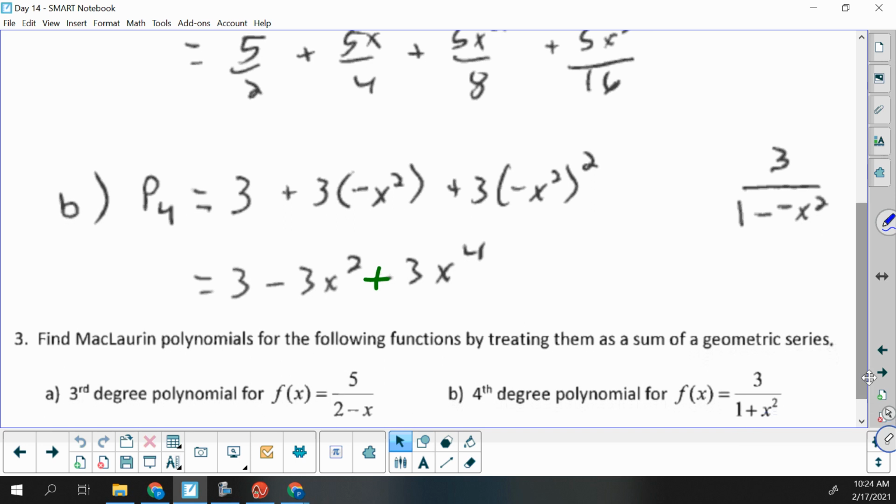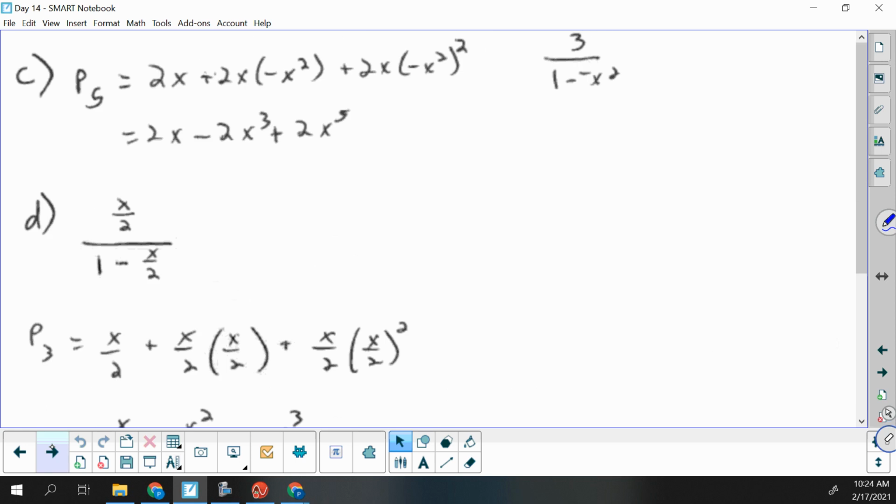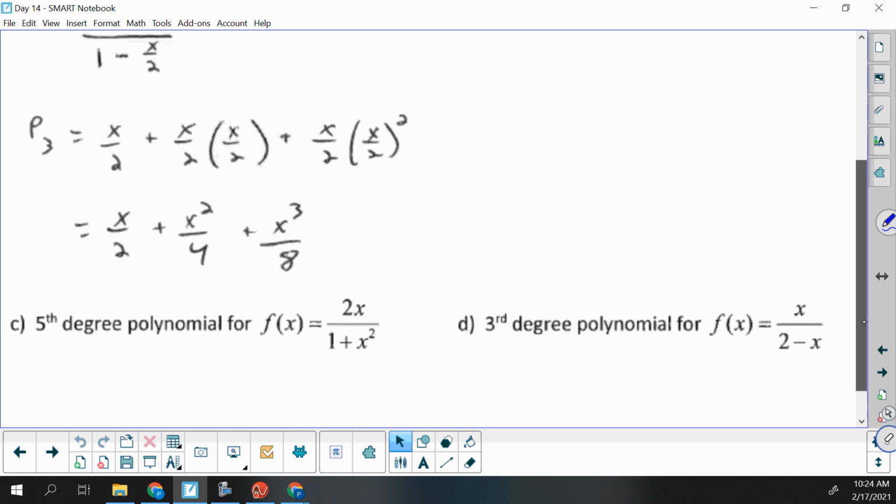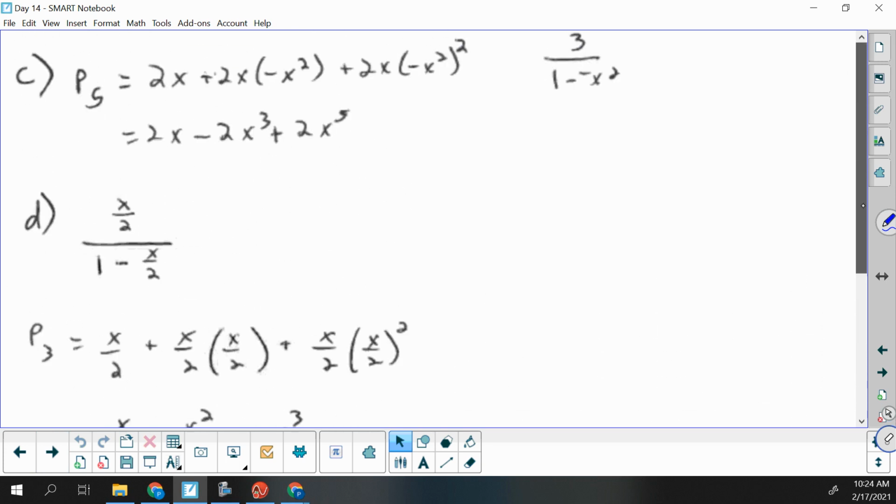In the next one, think of it as you're starting with 3 and multiplying by negative x squared each time. So when you multiply that out, then just cut it off at our 4th degree. In C, we're starting with 2x and multiplying by negative x squared each time.